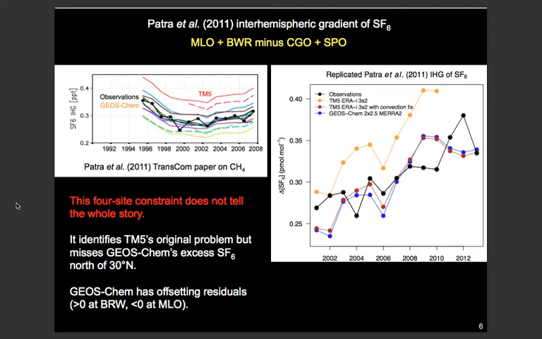The story is that it has not changed, that this is an insufficient metric to actually understand the SF6 distribution in the atmosphere. So on the right is a re-implementation of that same interhemispheric gradient, and the current version of GEOS-Chem does just fine in that particular metric.